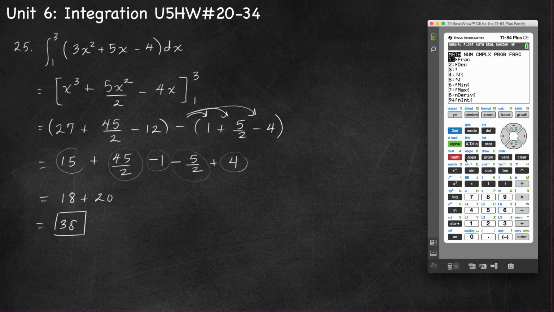And we can check that using Math 9. We're integrating from 1 to 3, 3x squared plus 5x minus 4 with respect to x, and we get 38.